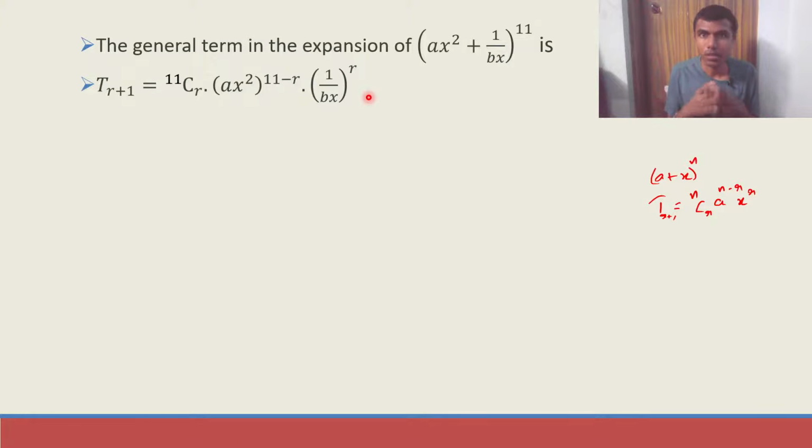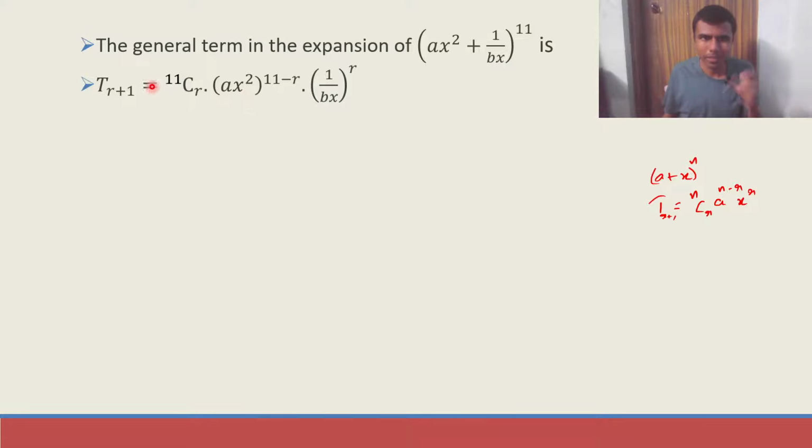Now the simplification, stay with me guys, and stay focused. Now see how I am simplifying. The r plus 1th term is given by this. Now, 11Cr dot, it means multiplication, into (ax square) power 11 minus r into. This is how it is there in the textbook, so I am using the same format. This is an example question from the textbook.